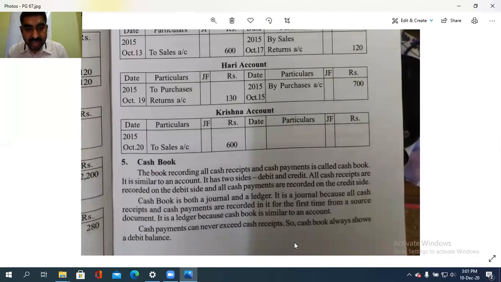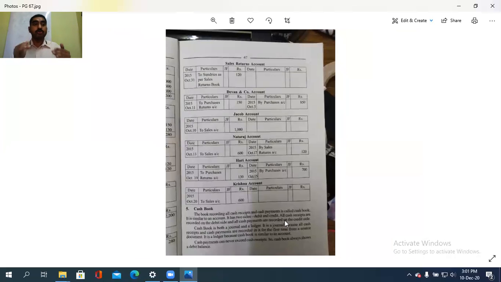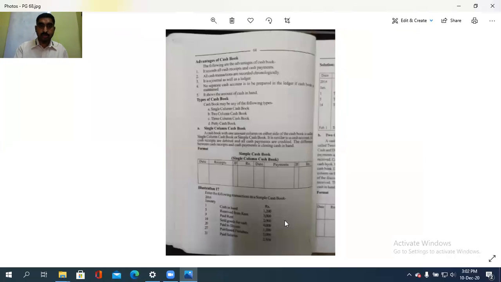Cash payment can never exceed the cash receipt, so the cash book always has a debit balance. So that is the case with regard to the cash book, that it is similar to an account, having both the debit side and the credit side. Isn't it? So that is the cash book.